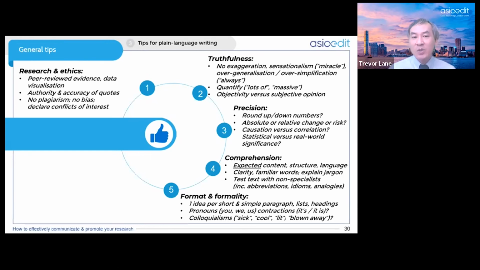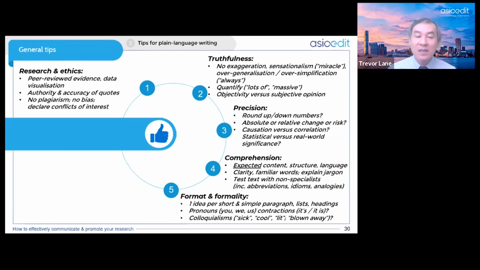Be careful if you do use the you or we to make it personal, or contractions like it's, meaning it is, because some written public work still is formal, and you wouldn't say you or we, or you wouldn't say it's. So there's still different levels of formality in public written work. And then be careful of jargon and slang and colloquialisms.